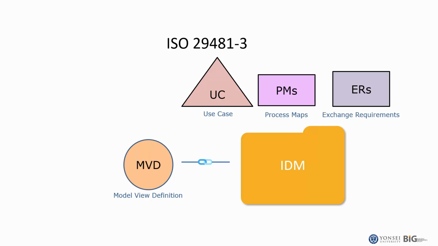Another analogy that we use to define the relationship between IDM and its components was the folder analogy. In this case, you can view UC, use case, as a label of the folder, and the empty folder can be filled with process maps and exchange requirements, so that they can be contents of an IDM.